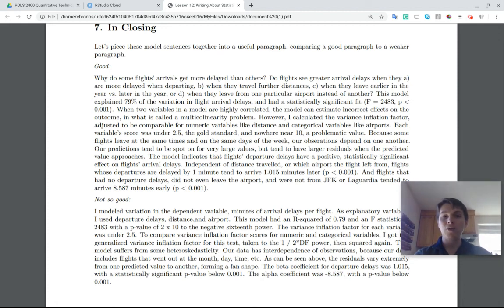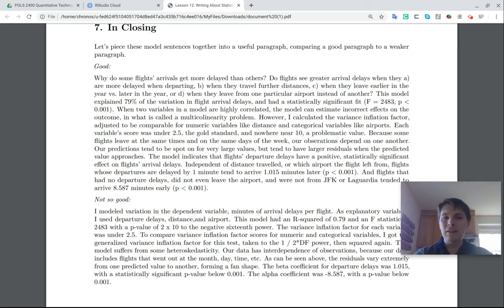When two variables in a model are highly correlated, the model can estimate incorrect effects on the outcome in what is called a multicollinearity problem. However, I calculated the variance inflation factor, adjusted to be comparable for numeric variables like distance and categorical variables like airports. Each variable's score was under 2.5, the gold standard, and nowhere near 10, a problematic value.